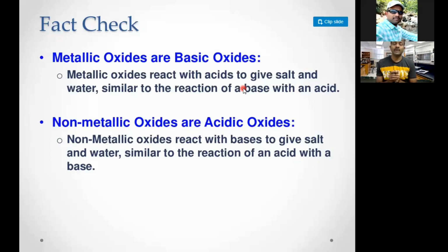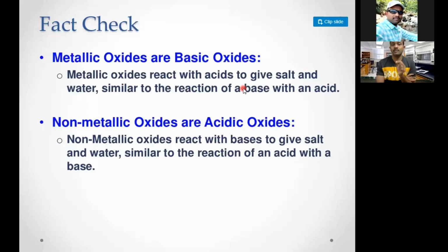Similarly, non-metallic oxides are acidic in nature. Non-metallic oxides like carbon dioxide, sulfur dioxide, and nitrogen dioxide, NO2, are all acidic in nature. These all we call non-metallic oxides.